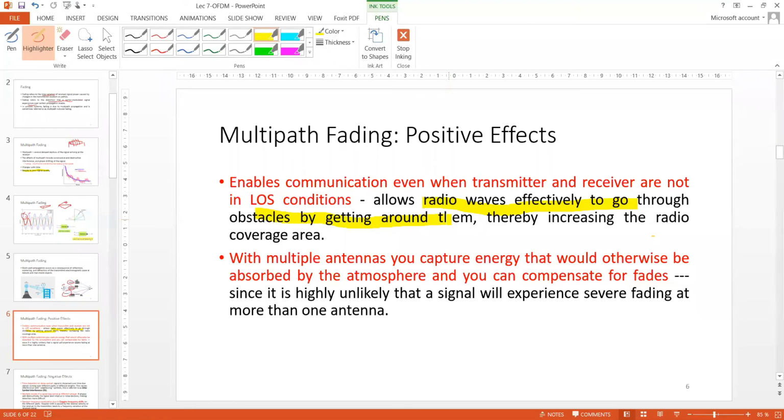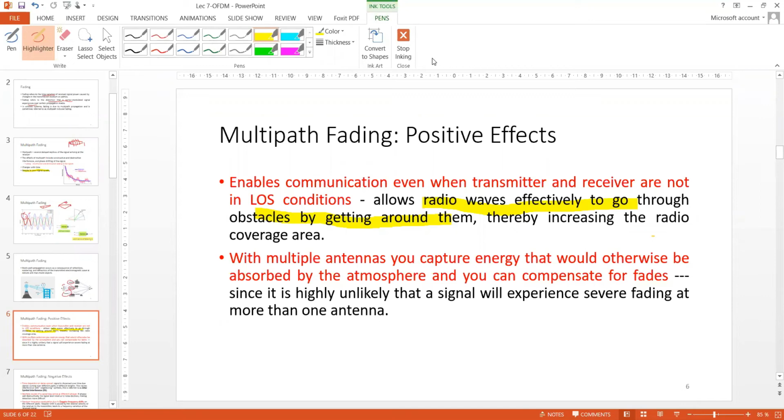Multipath fading can also be beneficial in this respect: with multiple antennas, you can capture energy that would otherwise be wasted or absorbed by the atmosphere, and you can compensate for the fades. That is, with the help of multiple antennas, you are able to receive multiple copies of the signal, and with proper signal processing, you can add those signals constructively and get a signal with a relatively larger signal to noise ratio as compared to a system using a single antenna. So, as I discussed earlier, it is not the case that it is problematic in each and every scenario.